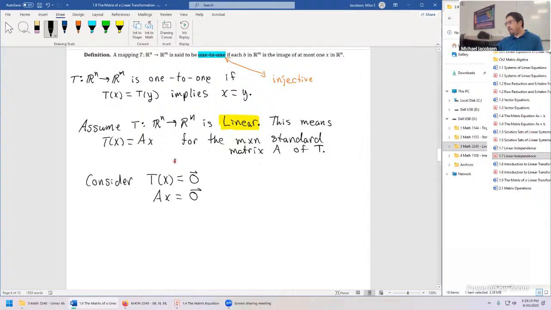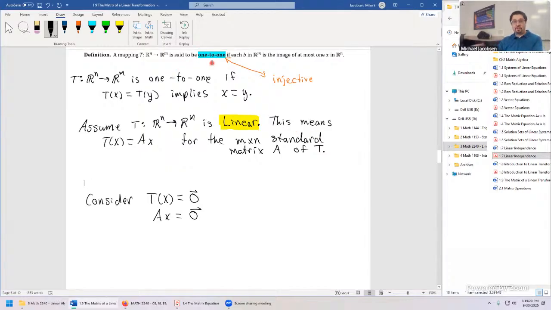Oh, I think I forgot to write in one additional thing. I've got the transformation. We've got that it's linear. We have the standard matrix, but the whole discussion is about 1-to-1. So, just to be specific, let's also assume T is 1-to-1. Okay, so now we have 1-to-1 as well.